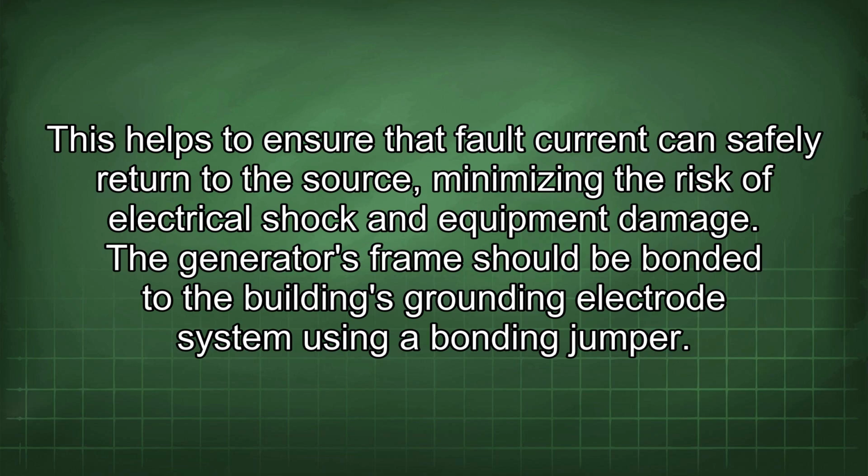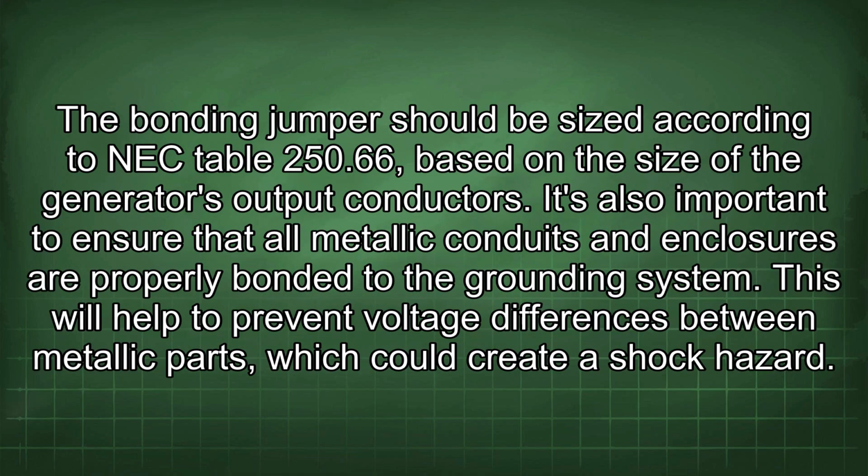The generator's frame should be bonded to the building's grounding electrode system using a bonding jumper. The bonding jumper should be sized according to NEC Table 250.66 based on the size of the generator's output conductors. It's also important to ensure that all metallic conduits and enclosures are properly bonded to the grounding system. This will help to prevent voltage differences between metallic parts, which could create a shock hazard.